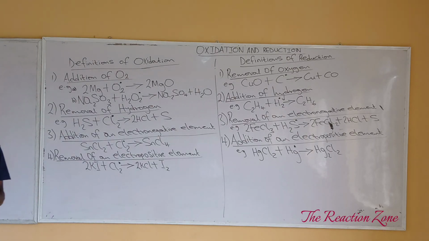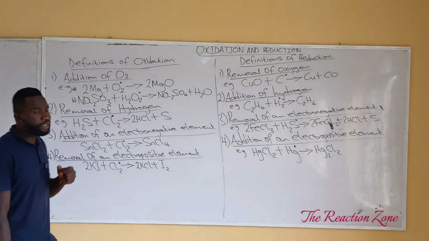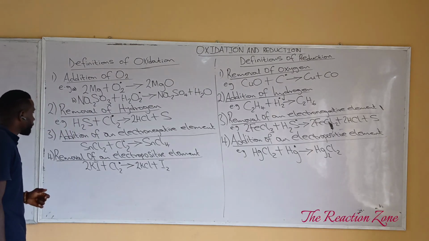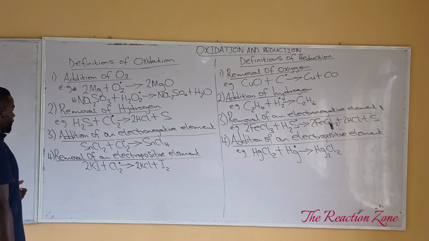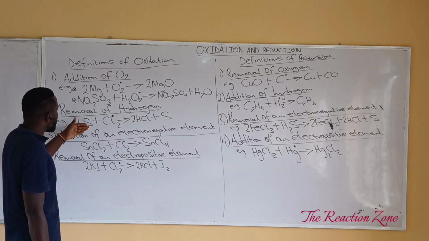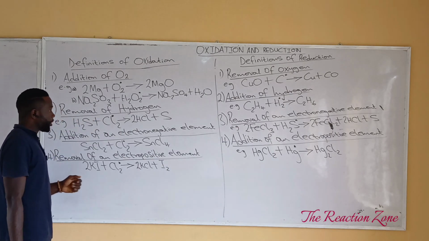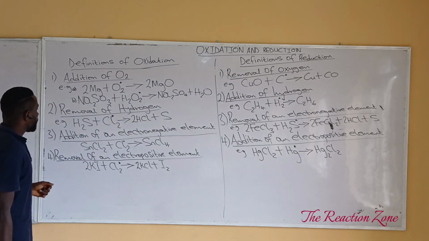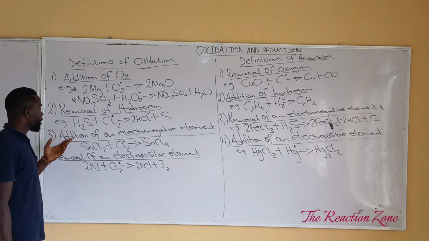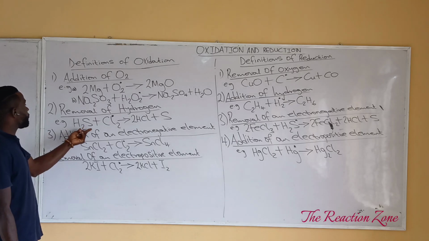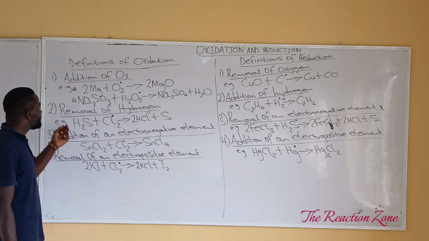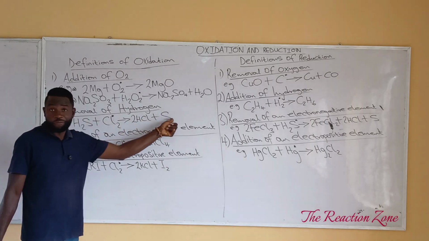Another definition of oxidation is that it is the removal of hydrogen from a substance. In the example we have here, hydrogen sulfide reacts with chlorine to give hydrogen chloride and sulfur. What happens in this particular reaction is that hydrogen sulfide, by reacting with chlorine, is being oxidized to sulfur.